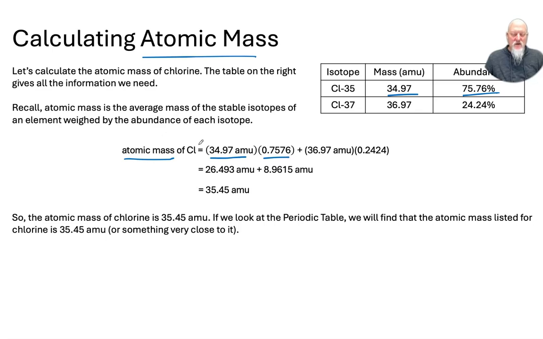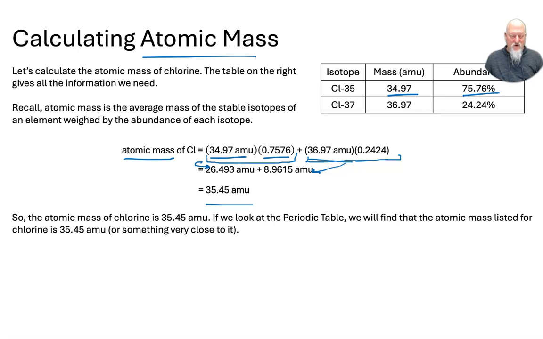is 0.7576. And then we take the second isotope, Cl37, the mass of the Cl37 and the abundance of Cl37. So we multiply the mass times the abundance of the first isotope and the mass times the abundance of the second isotope, and I get that and that, and then I add them together and I get that.